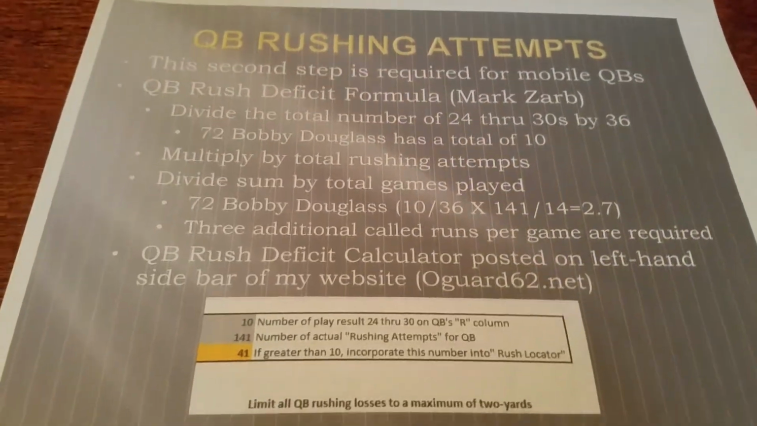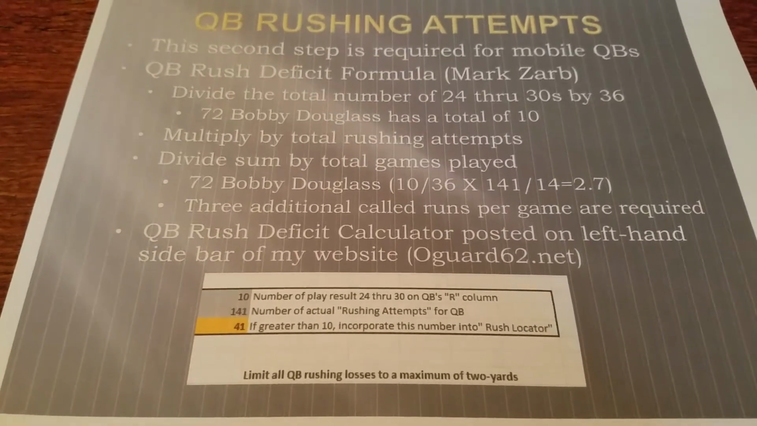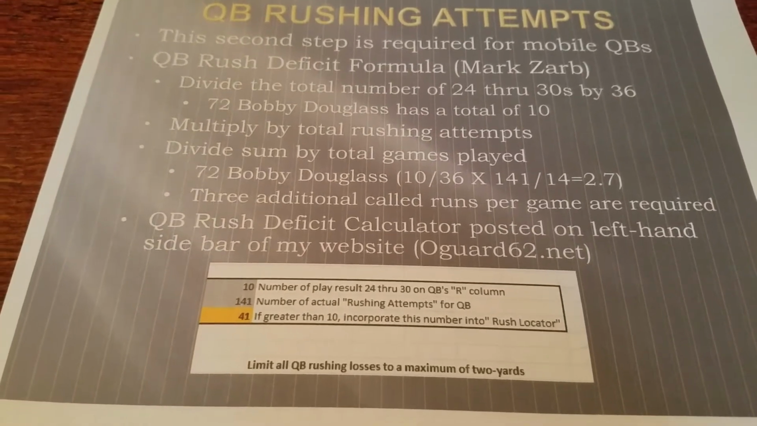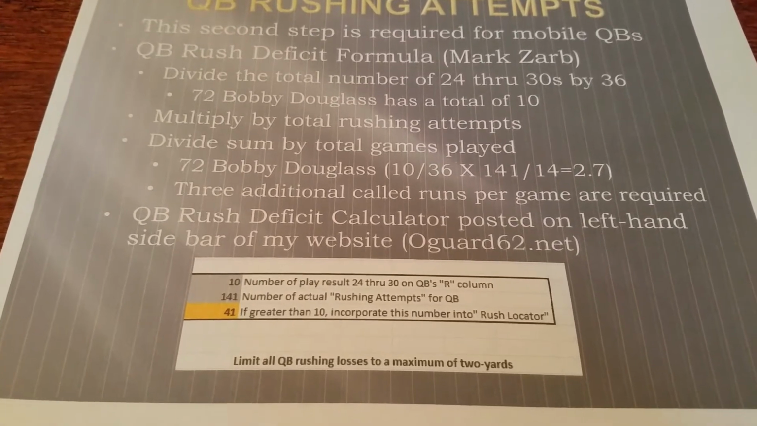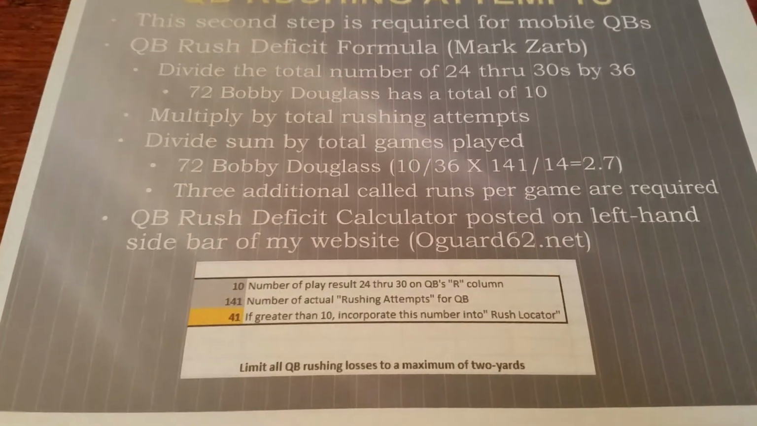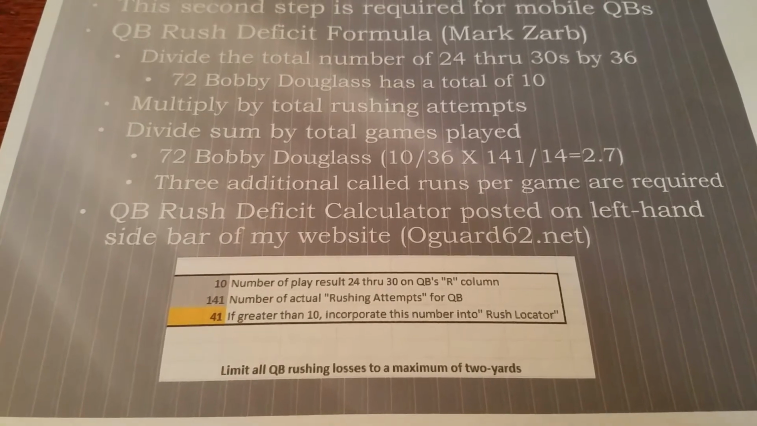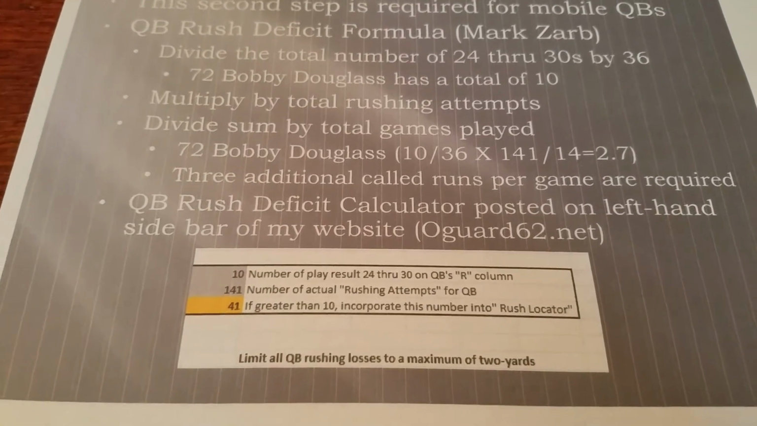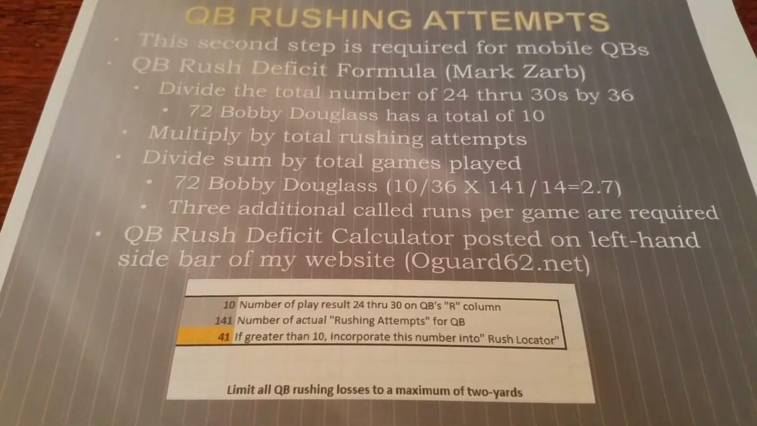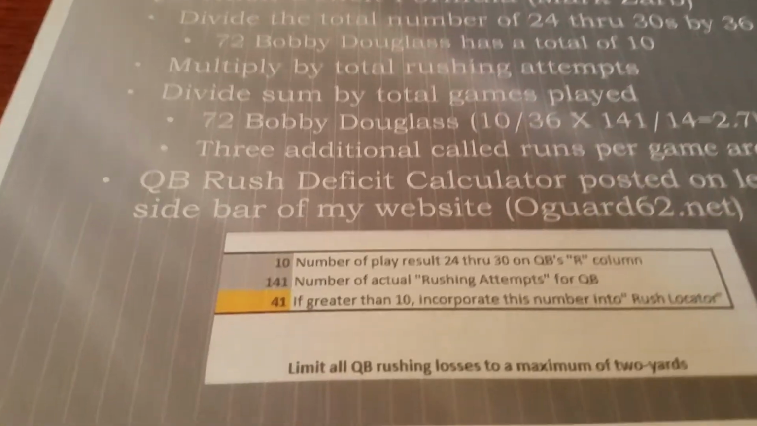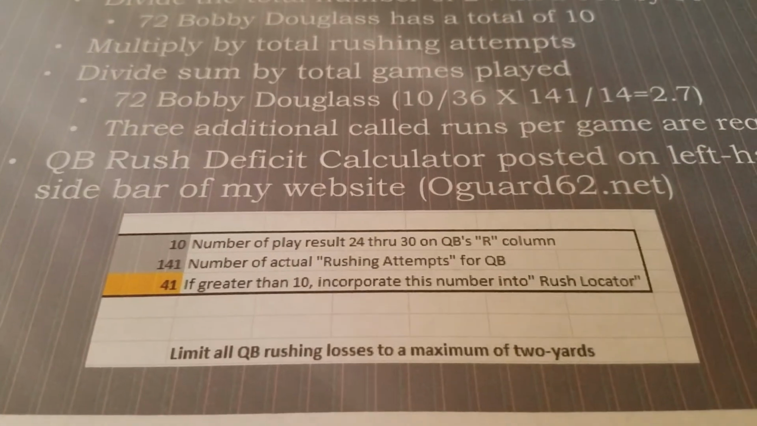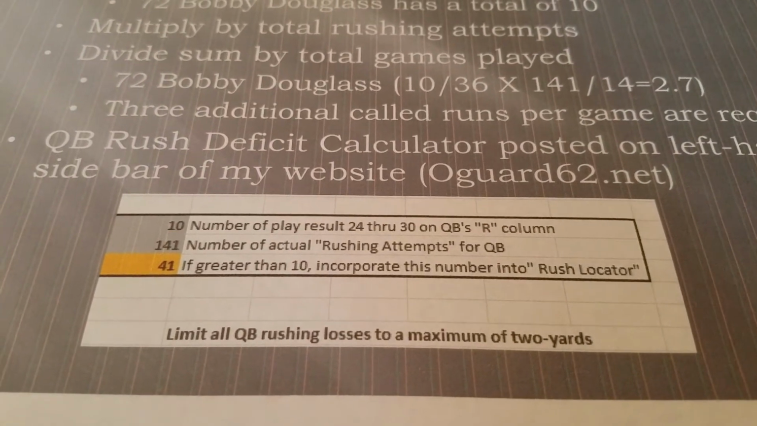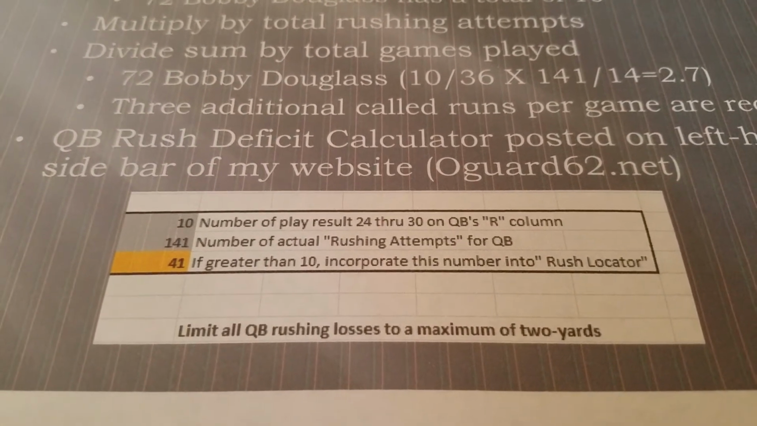All right, I created this years ago, and part of my prep for all my replays is I determine what the QB rush deficit number is for the quarterbacks. So I created a little Excel spreadsheet that I'll have posted on my site for you to use. I have a picture of it right here, and all you've got to do is type in two cells: the total number of plays 24 through 30, and the rushing attempts.